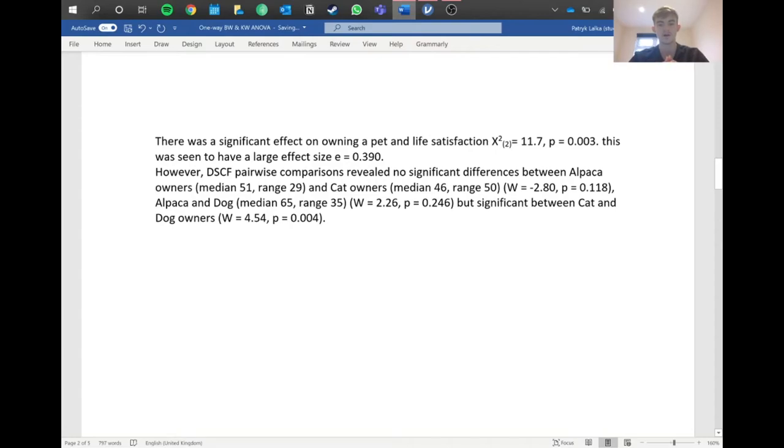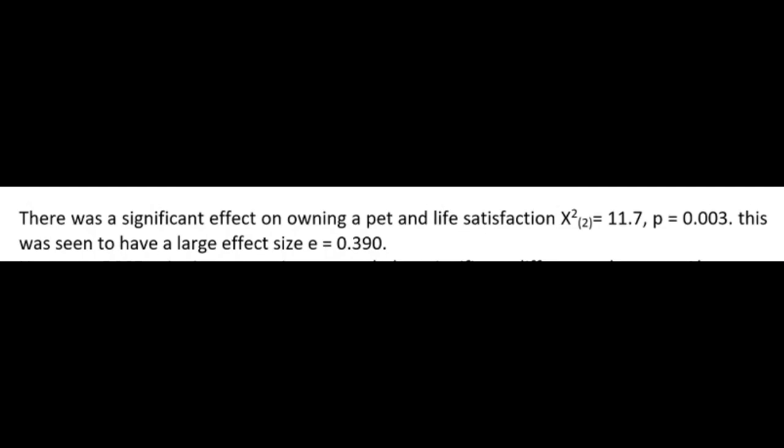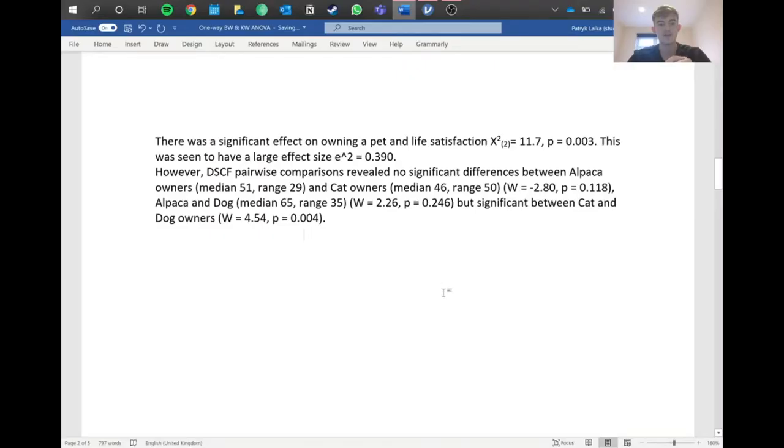Okay, so we've got our answer here. Again, we've got these two bits where first we're talking about the overall effect, and then we're going into more detail to talk about in between the groups. So what I said was that there was a significant effect of owning a pet on life satisfaction, seen by this chi squared value, and then we've got the degrees of freedom and our value, and this p-value telling us that the effect was significant. And this was seen to have a large effect, seen by this epsilon. You can just put E or you can put E squared, it doesn't really matter, as long as you get the effect size right and the value here.